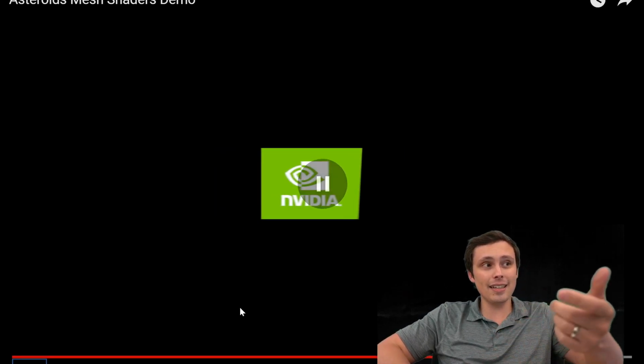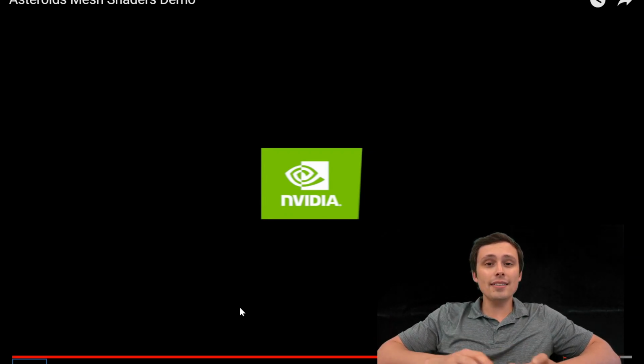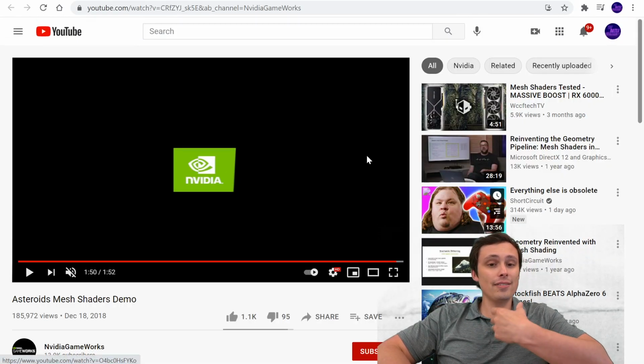And again, this is an Nvidia demo. It's got the Nvidia logo here. But this is not an Nvidia-specific technology. This is a core element of DirectX 12 Ultimate. So any GPU that supports this, and it does not have to be Nvidia, and the AMD cards do support it now, can take advantage of this.